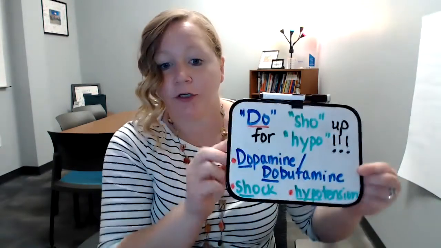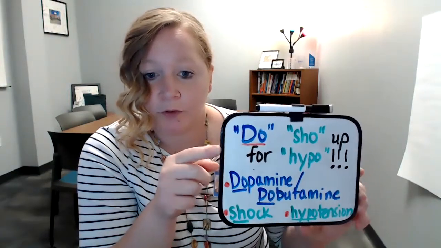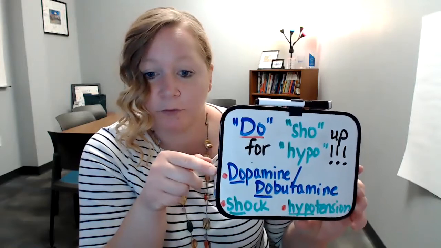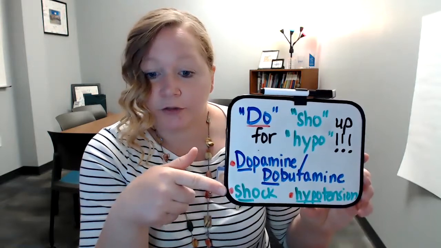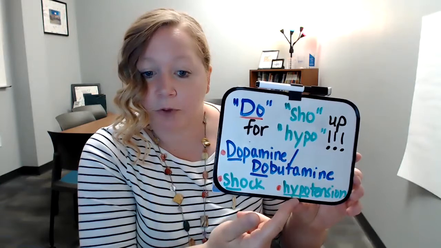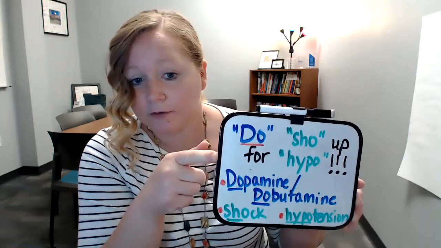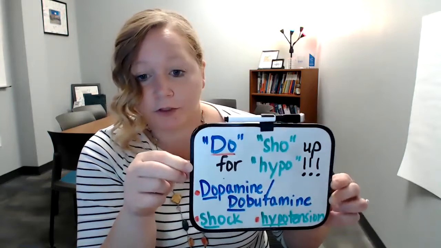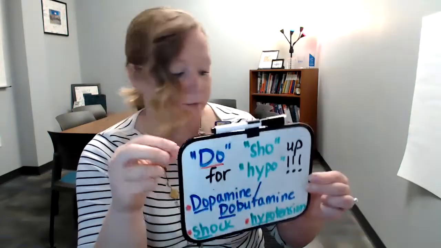Okay, so for spinal cord injuries, if your patient starts to have spinal shock and they start to have really low blood pressure, you do want to show up for hypo. So do show up for hypo. So dobutamine and dopamine is your do part. Show is your shock. Hypo is your hypotension. So that might help you remember that. And that's not just for spinal cord issues. If you're in shock, you do need to show up for hypo with these two meds.